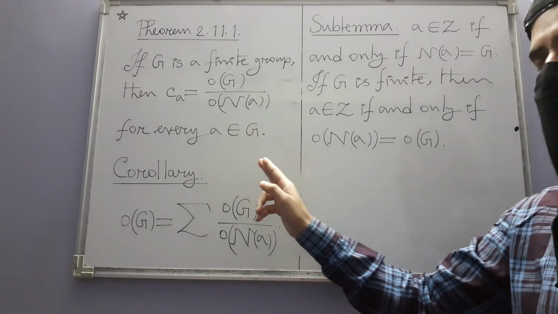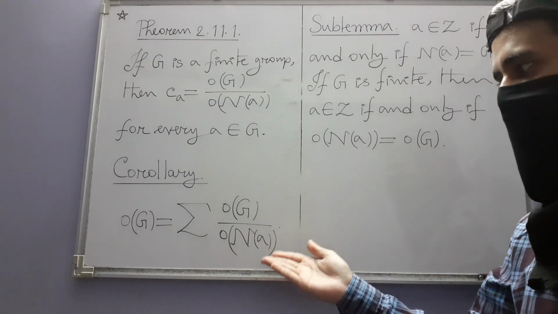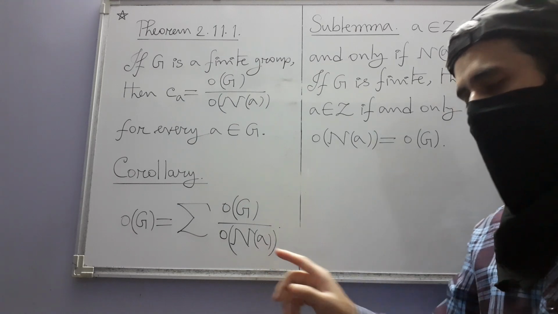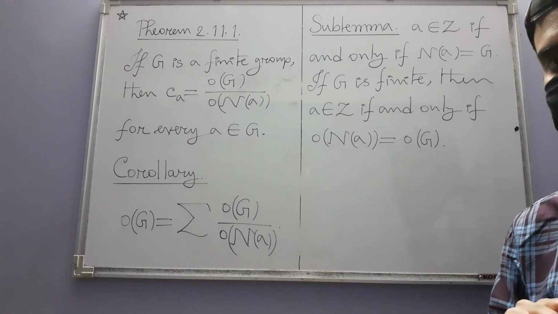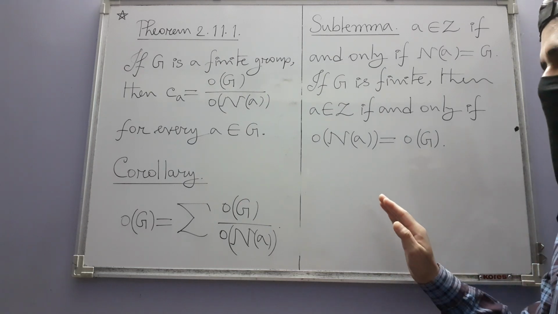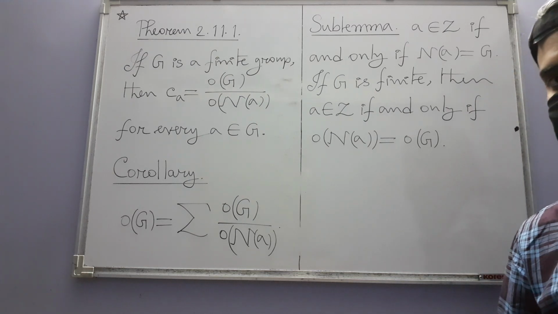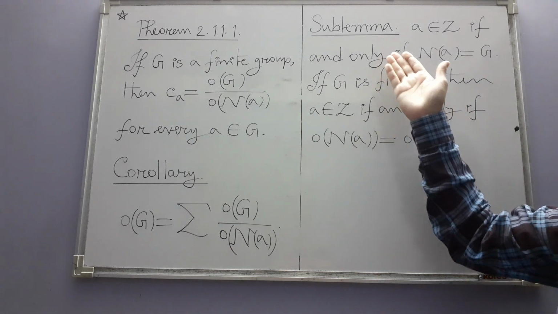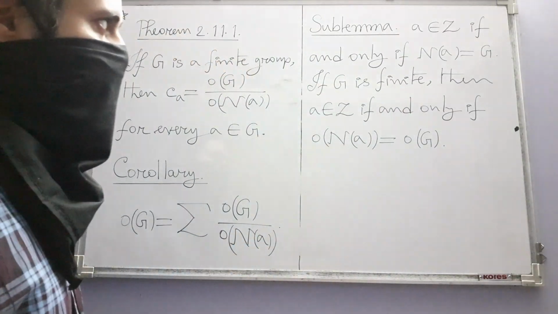And a consequence of this is our class equation, where we understand that this sum runs over a set of elements A, where the set has exactly one element from each conjugate class. Now today we are going to see one of the consequences of this class equation. But before we get to the actual things, we have a preliminary result which is being called a sublemma. So let us first see what this is and let's prove this, and then we will get to the main thing.